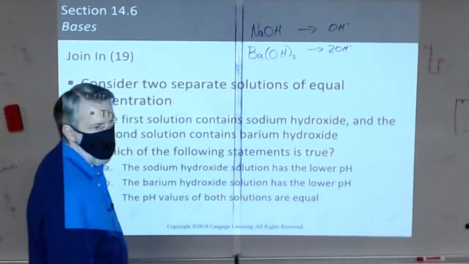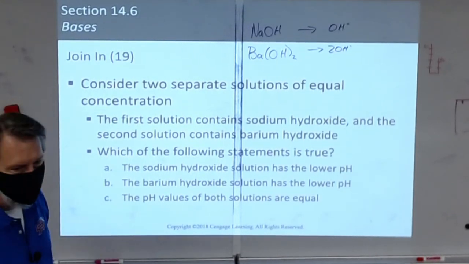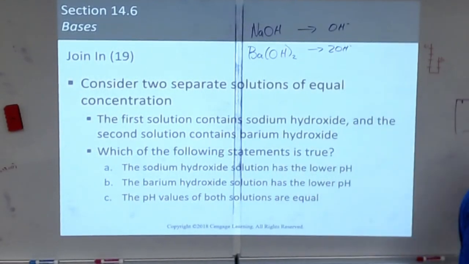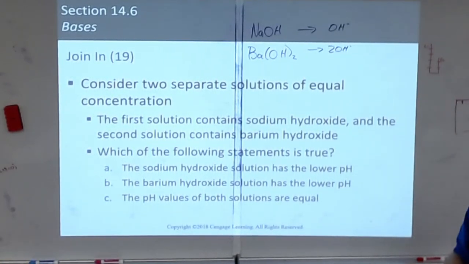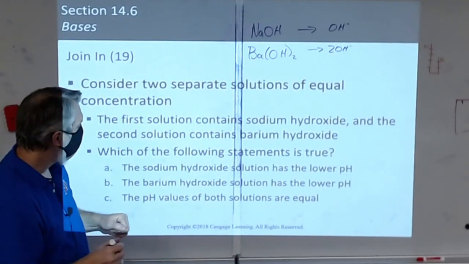A little sneaky. So which one's going to give me the lower pH? That would be the one with 1 hydroxide, sodium hydroxide. Final answer, A. Wait, I wasn't here for pH. Okay, let's go through this. Who's going to give me the higher pOH? Barium hydroxide. It's B.